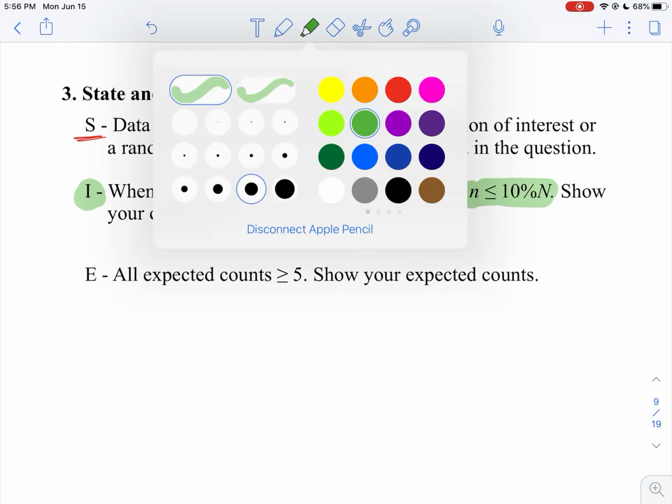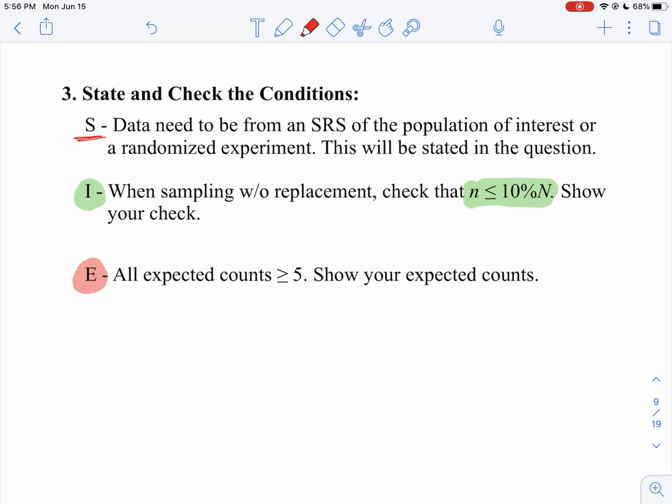And then our last one is now going to be E instead of N. E is that all expected counts have to be greater than or equal to 5. And for a goodness-of-fit test, we will be the ones calculating those expected counts. So we will have to show that those are all greater than or equal to 5. And I'll show you how to do that again in a sec.